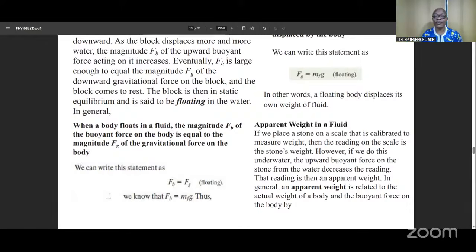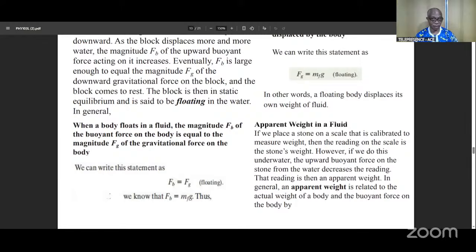So if you place a stone on a scale that is calibrated to measure weight, then the reading on the scale is the stone's weight. That is, assuming everything is correct, with no air resistance or anything, what you get is the weight of the stone. However, if the stone is lowered from that scale by a string into water, there will be an upward buoyant force on the stone.